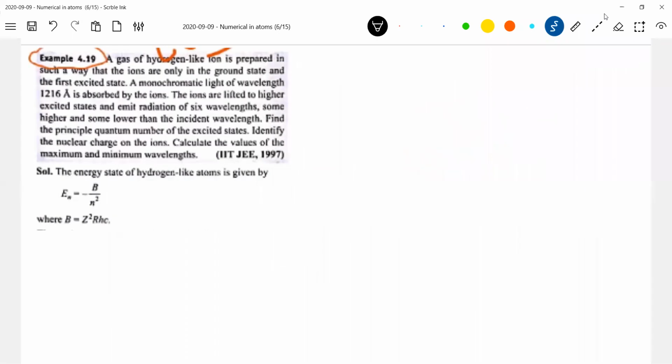A gas of hydrogen-like ions is prepared in such a way that ions are only in the ground state and the first excited state. Monochromatic light of wavelength 1216 angstrom is absorbed by the ions. The ions are lifted to higher excited states and emit radiation of 6 wavelengths, some higher and some lower than the incident wavelength. Find the principal quantum number of the excited states, identify the nuclear charge on the ions, and calculate the values of maximum and minimum wavelength. No other information.